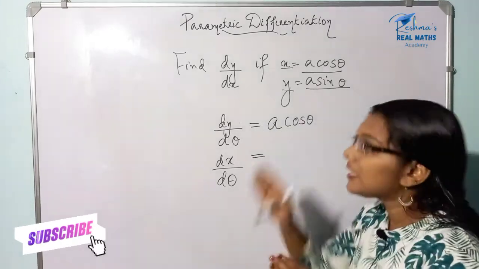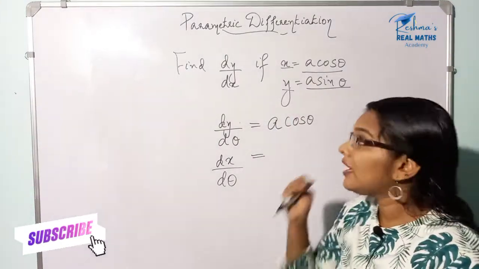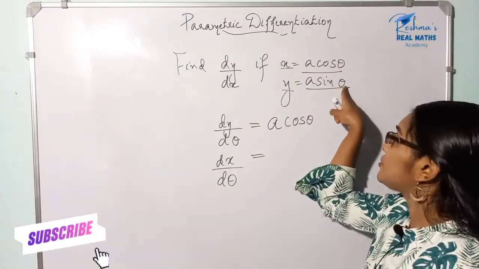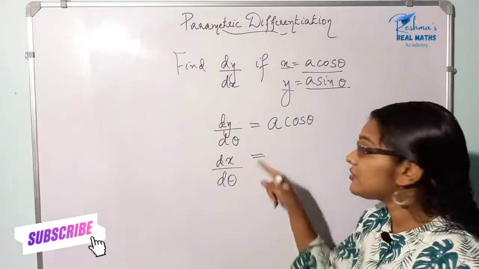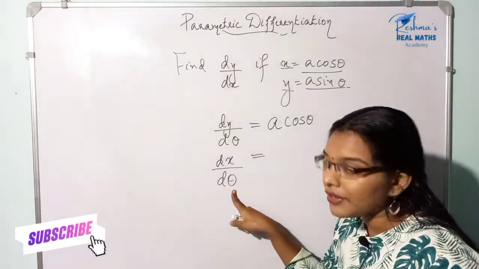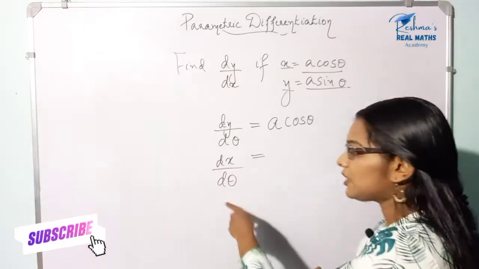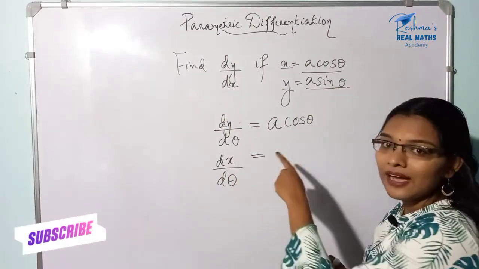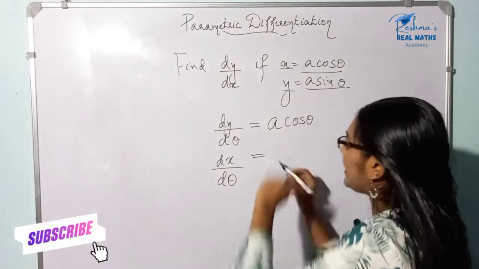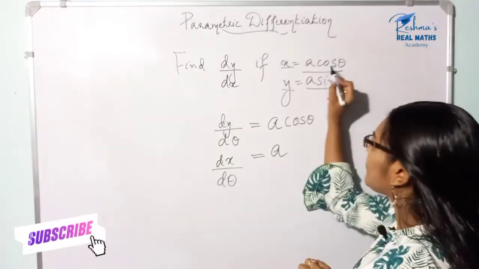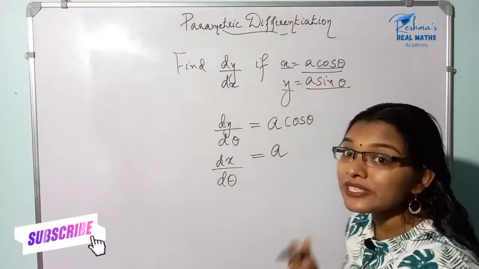So always in such type of questions, first you have to find the derivative of y with respect to the third variable, then the derivative of x with respect to the third variable, and then find out dy by dx. So now look, dx by d theta. What is dx by d theta? a. Here also a is the constant, so it remains as such. Now, next is cos theta.